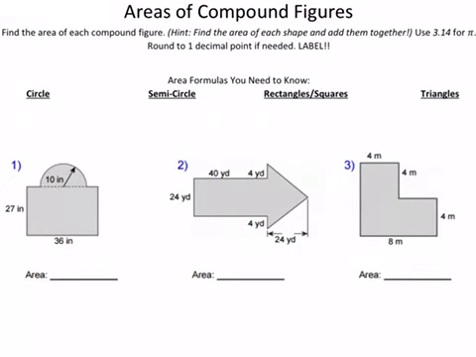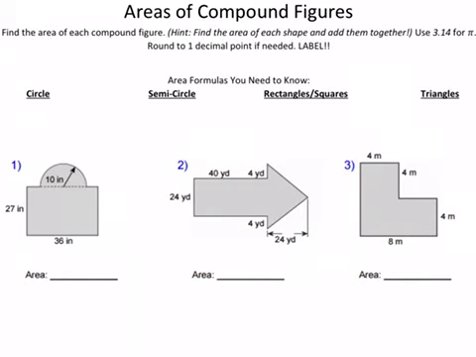Now we're moving to composite figures. Composite figures are when you have two or more figures within one. And what we're going to do is find the area of the figures by breaking them into sections and adding the final areas together.